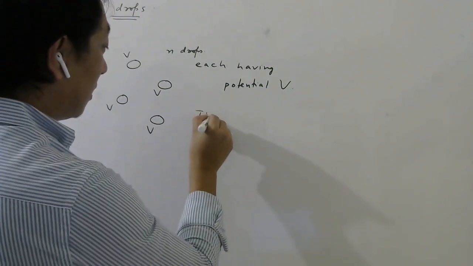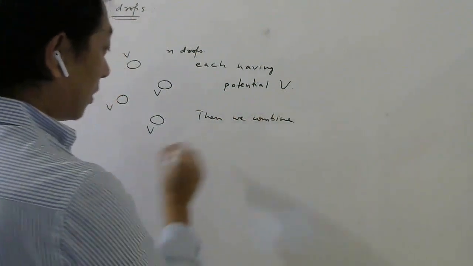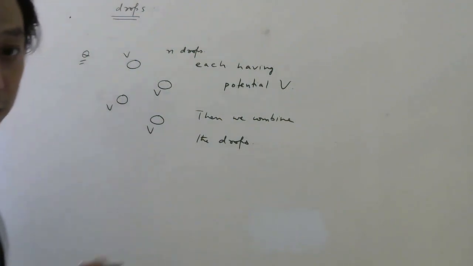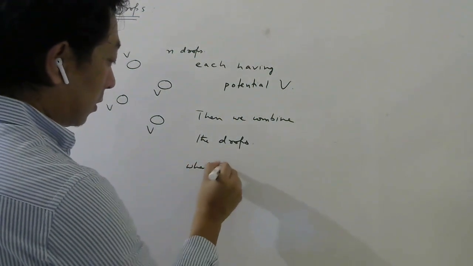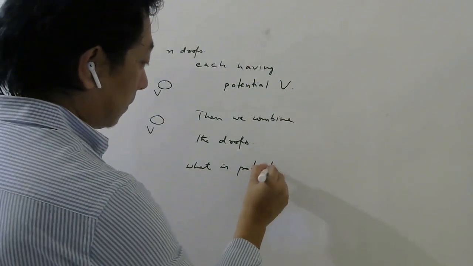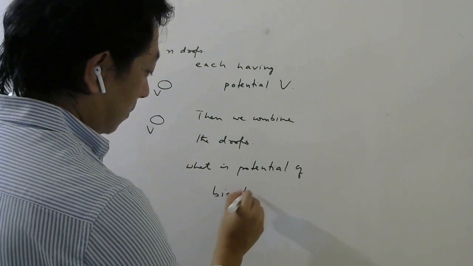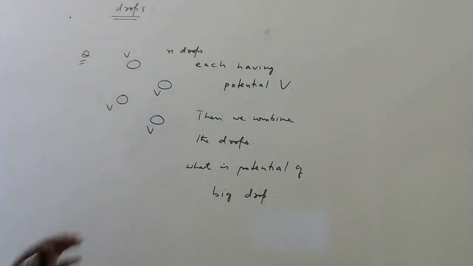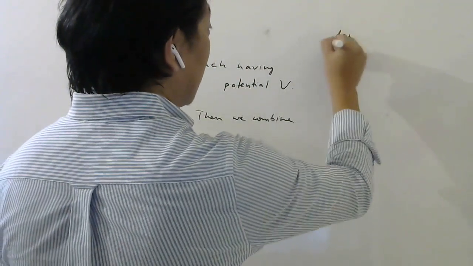Then I am saying, we combine the drops, then you will get a big drop. So the question is, what is the potential of the big drop? Once you combine, what will be the potential? So that is the question. I hope the question is clear. Let us see the answer now.